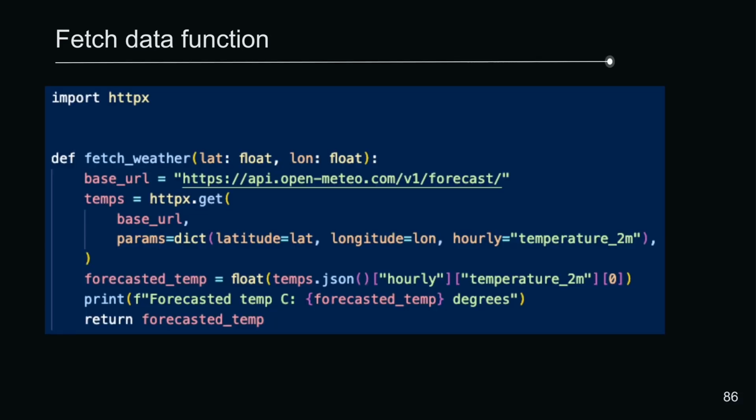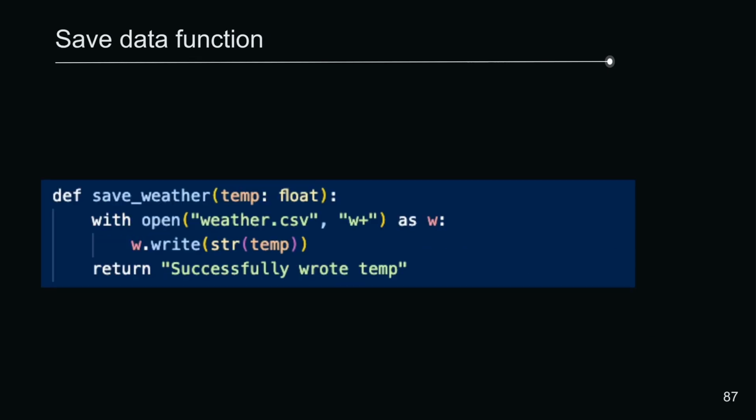Here is our fetch data function. This may look familiar if you already looked at Module 101. This is our fetch weather flow that is retrieving weather data from the Open Meteo API. We're going to expand our script by adding a save data function. What this is going to do is take the information that we got from our fetch weather function and store that weather information into a CSV and then print out a successful message once that is done.